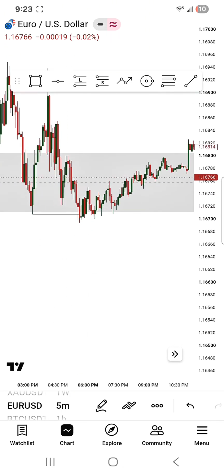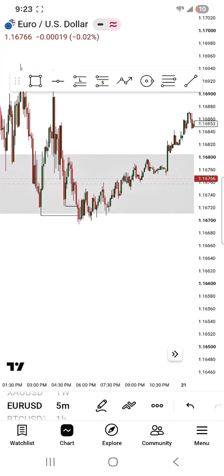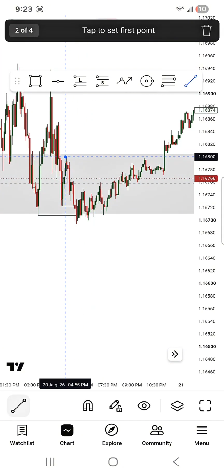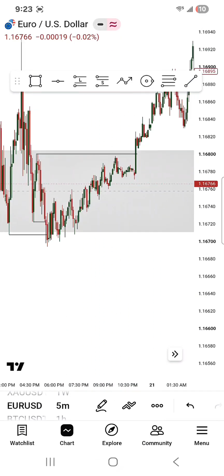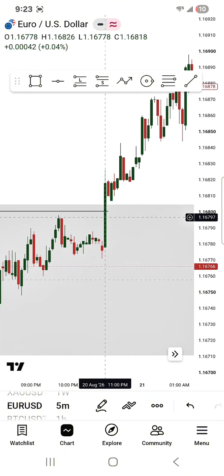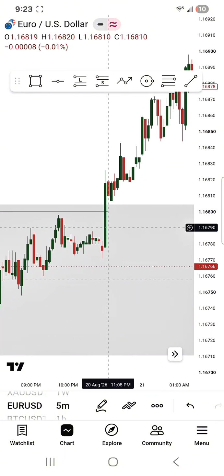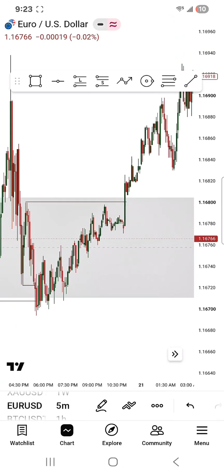After sweeping them, price gave me a solid what? Change of character. This is the liquidity sweep here. This is the minor one, and then this is what? The change of character. All right, you can see the candle that caused the change of character, the breakout candle. You can see how mighty it is, guys. This is the candle that caused the change of character. You see how strong it is. So that is what? A change of character.